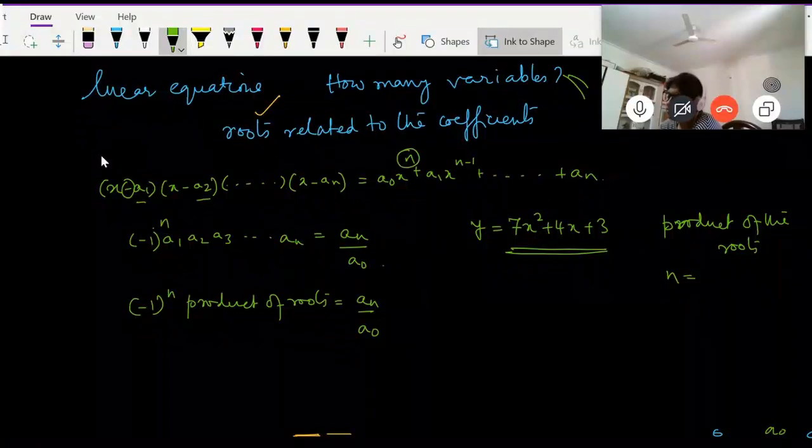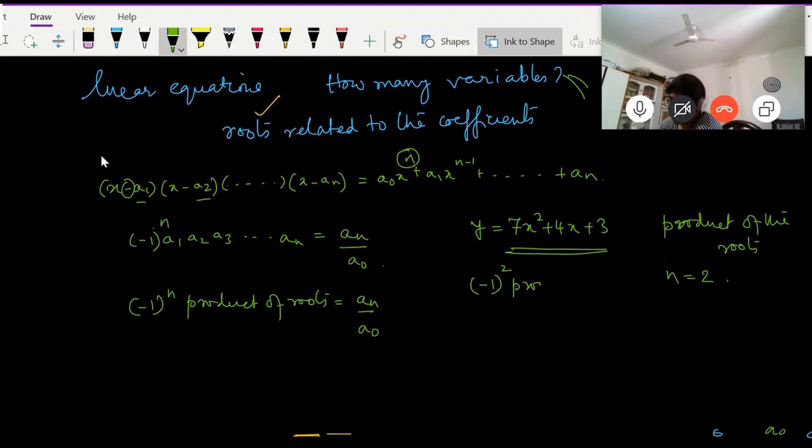What is the highest power of x? 2. Here n is equal to 2, right? So minus 1 into product of the roots, minus 1 to the power 2 into product of the roots is equal to how much here?